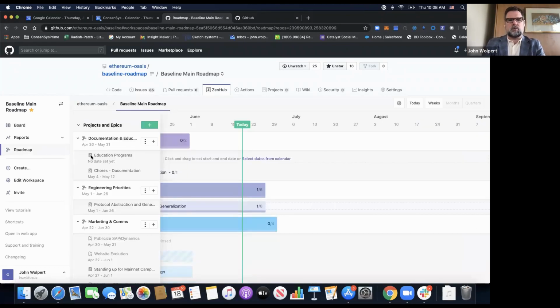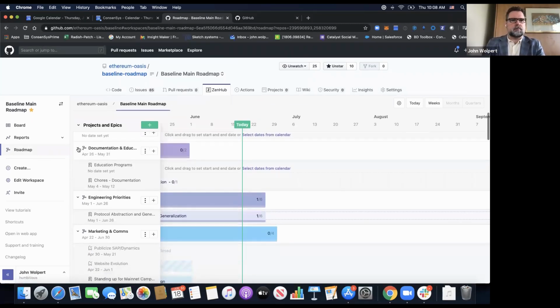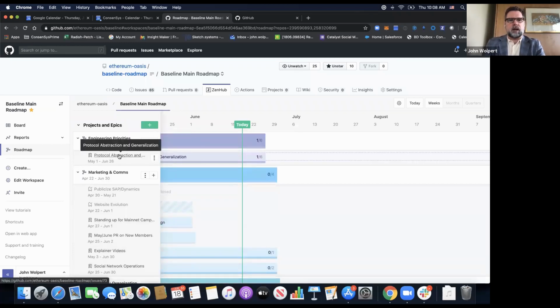This worked really well in the SSC meeting last time. So engineering priorities: protocol abstraction and generalization is nearing its completion in the next week or two. Can we confirm on that? I don't think we have Kyle on today. Any questions or concerns about this issue?